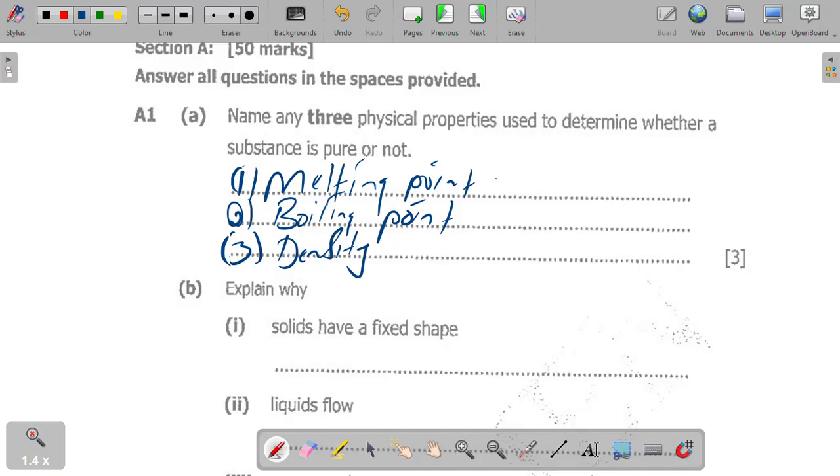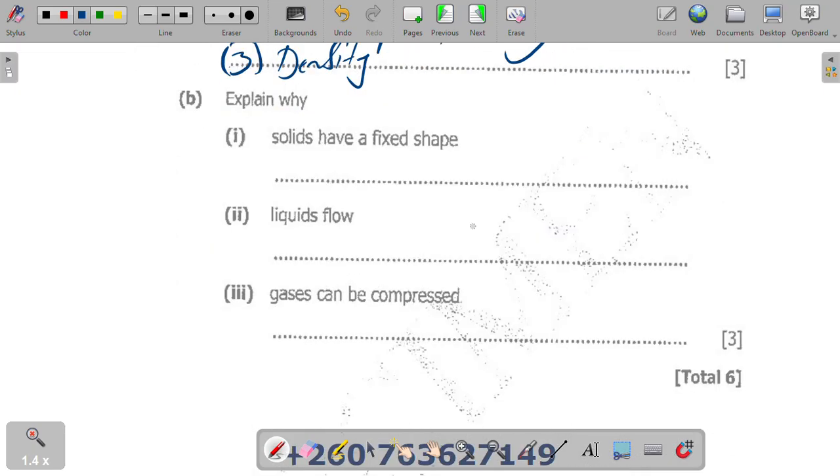Okay, so we have mentioned melting point, boiling point, density. And remember, a pure substance has fixed physical properties. Physical properties are those properties that you can actually observe. There are no chemical changes. There's nothing changing about them. Okay, we continue. B.